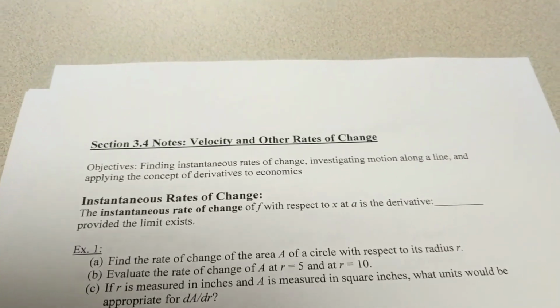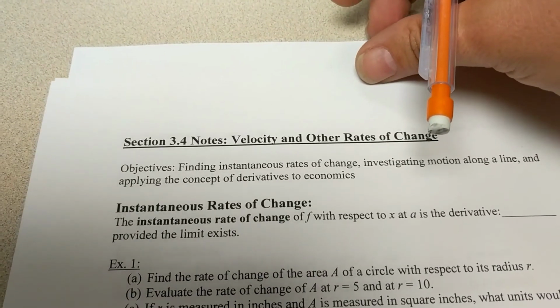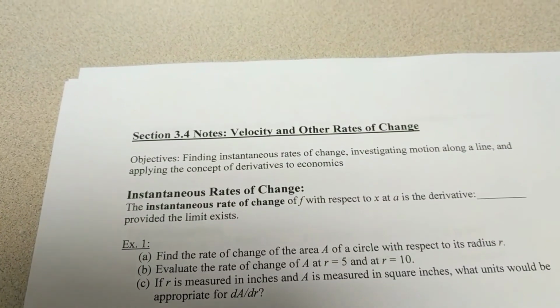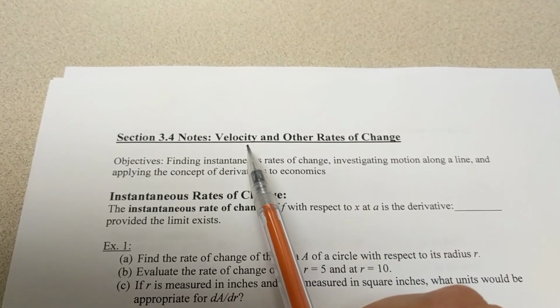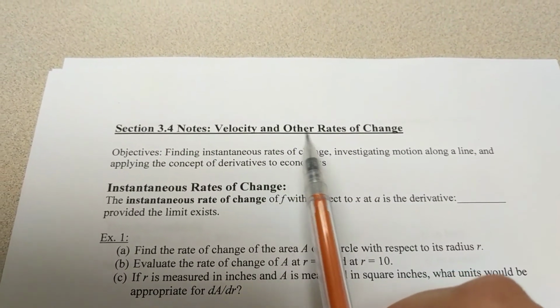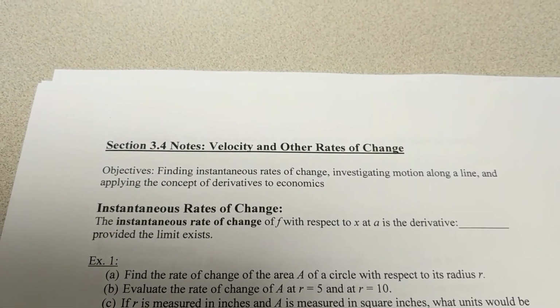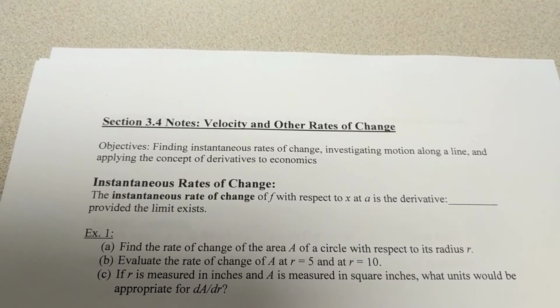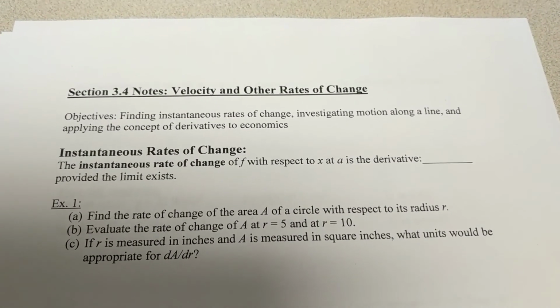Hey guys, today we're going to talk about section 3.4. We're going to talk about velocity and other rates of change. Velocity is an instantaneous rate of change of displacement or position, and we're going to talk more about that as we go. We're going to talk about investigating the motion along a line and then applying that concept of a derivative to other forms like economics.